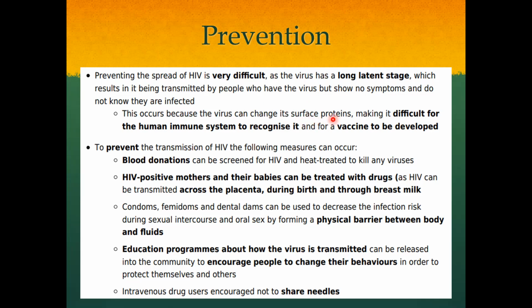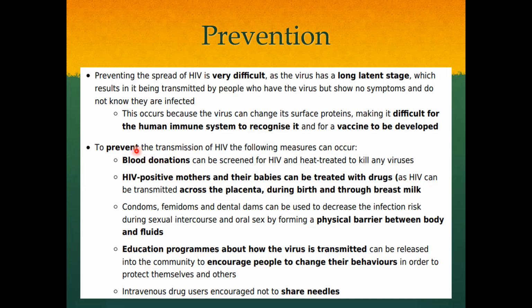There's no one particular antigen. So it becomes very difficult for the human immune system to recognize it as well. So your body would also not be able to recognize it because the antigen, the surface proteins, keep on changing. So there's no particular antibody that can be made against it, right? And definitely a vaccine cannot be developed. So, but for prevention, what can be done?